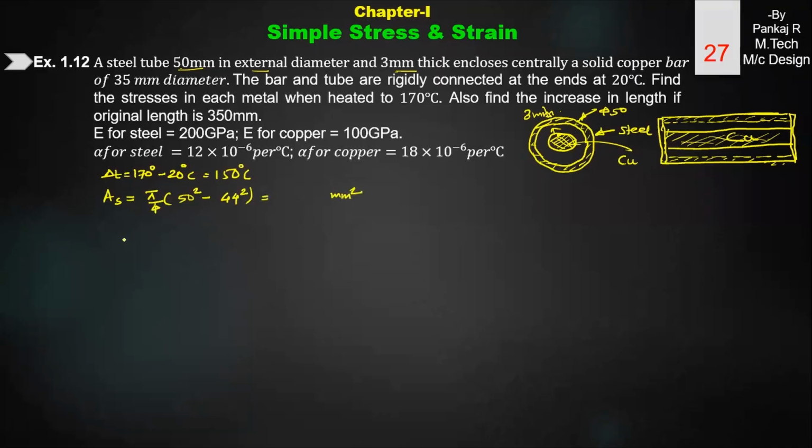Tell me the answer, how much? And what is the area for copper? It is pi by 4 into the diameter of 35, so pi by 4 into 35 square. Tell me the answer in millimeter square. Quickly.